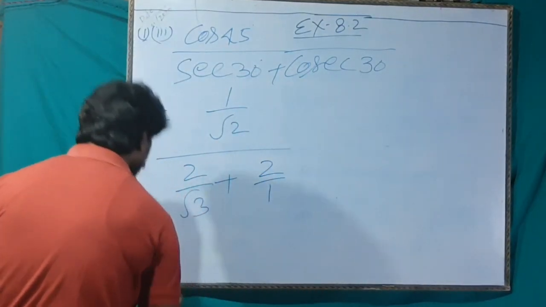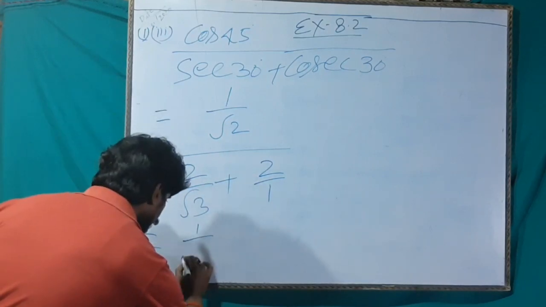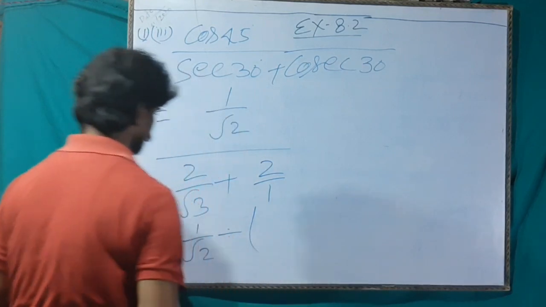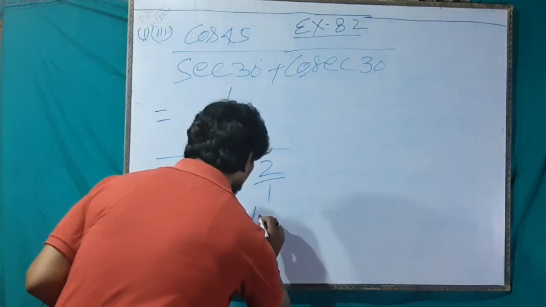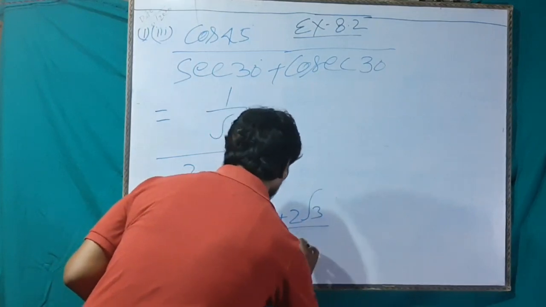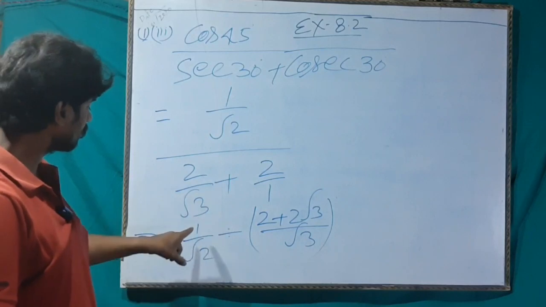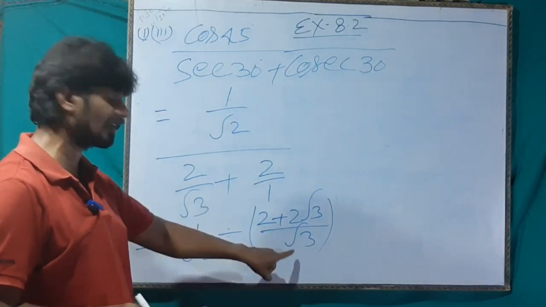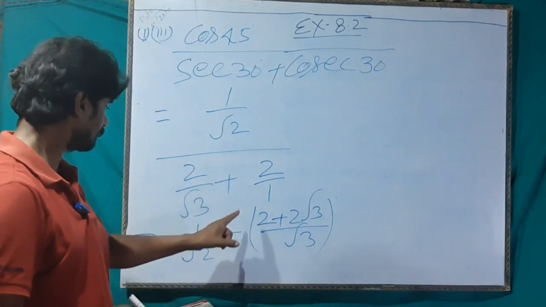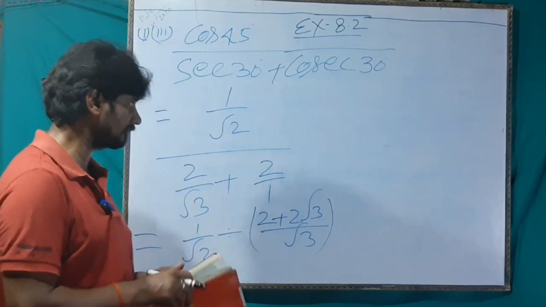That means 1 by root 2 divided by (2 plus 2 root 3) by root 3. When we take the LCM of root 3 and 1, we will get LCM root 3. After that we will get this 2 plus 2 root 3 by root 3.